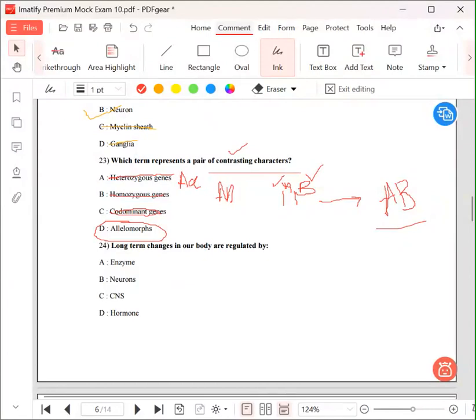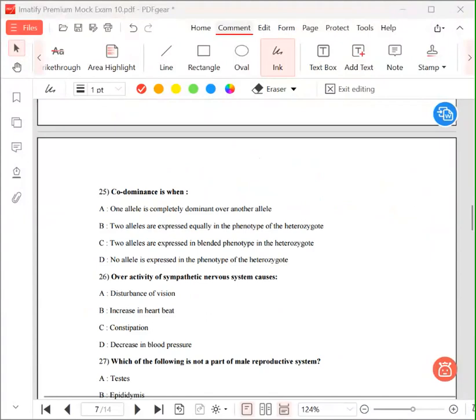Okay, so long-term changes in our body are regulated by enzymes? No, they work fast. They catalyze reactions such as HCl and pepsin in our gut. Oh, sorry, HCl is an acid. Neurons? No, these are quick and fast responses. Central nervous system? No, quick and fast responses such as in reflex action. Hormones, yes. Hormones are the long-term changes in our body. Endocrine system hormones handle long-term processes like growth, metabolism, and reproduction.